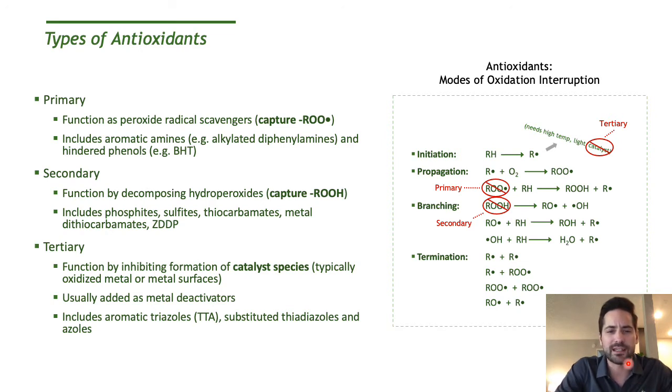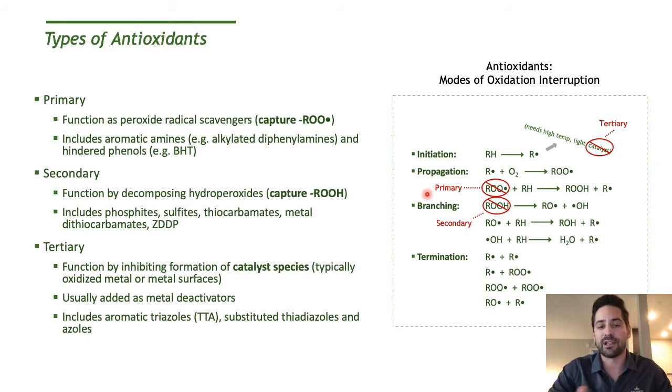So you can see here in the propagation step, if this peroxide is removed from the oxidation process, then the product of that propagation step cannot be generated. And if those products aren't generated, then branching and termination cannot occur. In this way, you've eliminated or slowed the oxidation process.